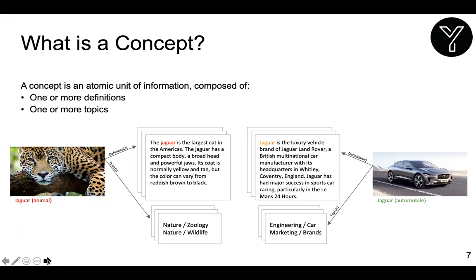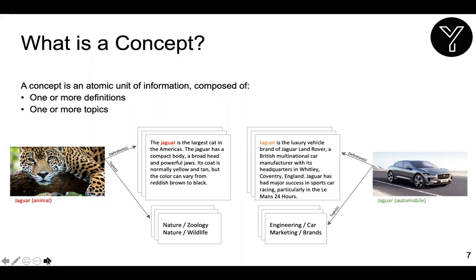So if we look at this example here, you've got a picture of Jaguar the animal on the left, and we have a definition there. So we understand that the jaguar is the largest cat in the Americas with a compact body, a broad head and powerful jaws, etc. And then we can look on the right-hand side, and exactly the same word is used for Jaguar, the luxury vehicle brand of Jaguar Land Rover, a British multinational car manufacturer. And then if you look underneath those two things, both of them have been assigned different topics and subtopics. So we see Jaguar the car in the topic of engineering and the subtopic of car. And then we see it also in marketing and brands.